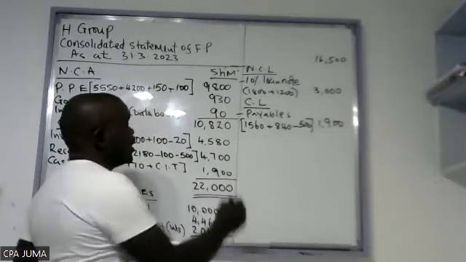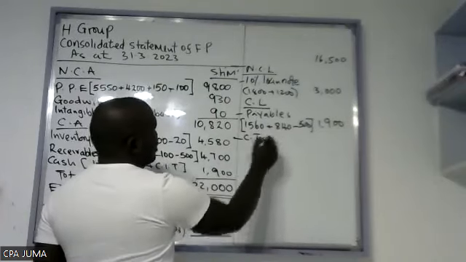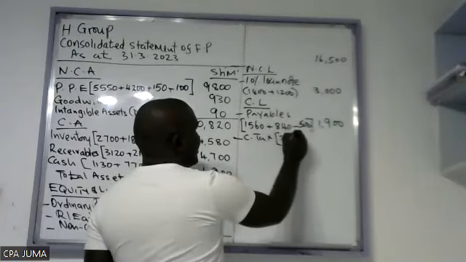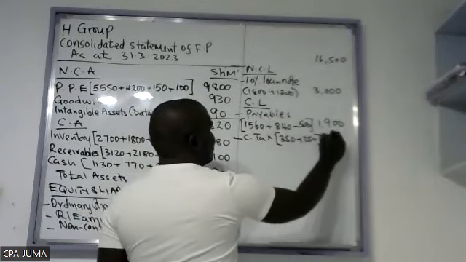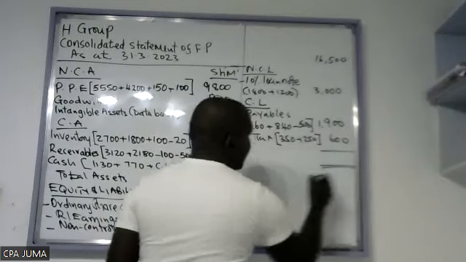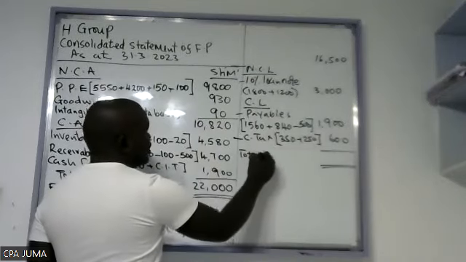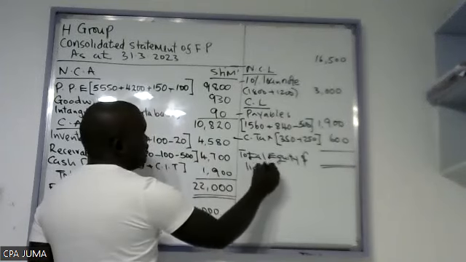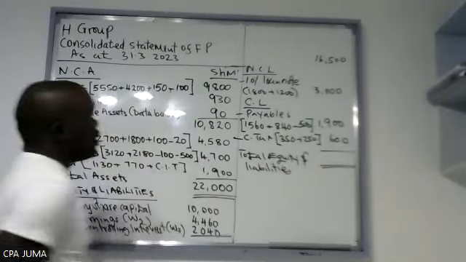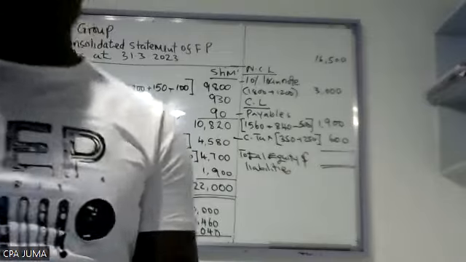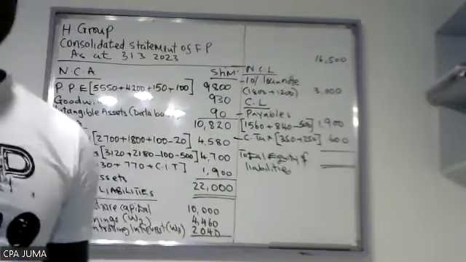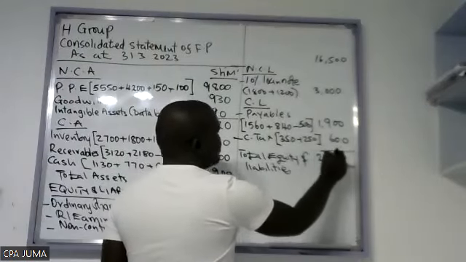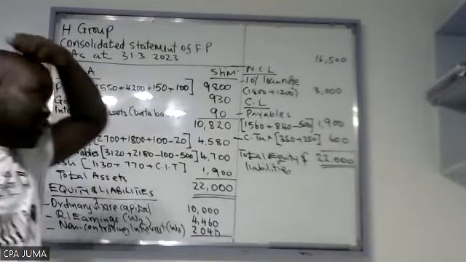Then we have current tax. There is no adjustment, so just adding 350 plus 250. That is 600. Finished. Can you check whether we are accurate by getting for me total equity and liabilities? Confirm our accuracy. That is also 22,000, meaning we are very much accurate.